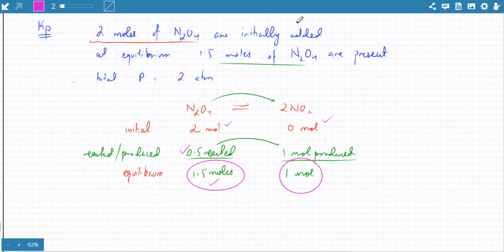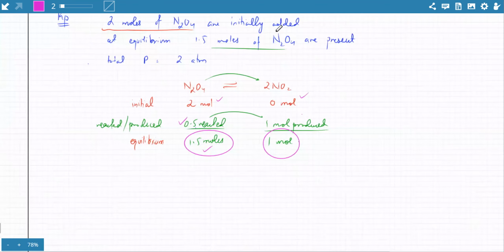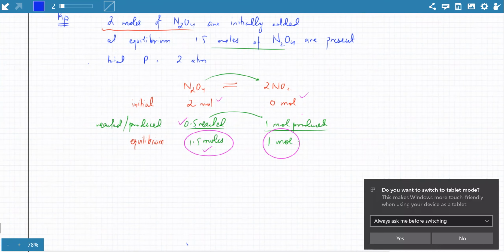Now the next part is that I told you when you're doing questions related to Kp, there was one extra step that had to be taken. Kp was the ratio where you had to calculate partial pressures. So that was one extra step that had to be done. It did not depend on moles. We're going to use these moles, but we have to find the partial pressure.